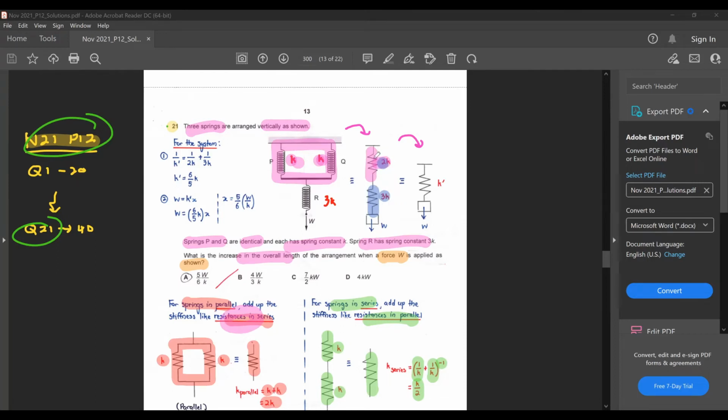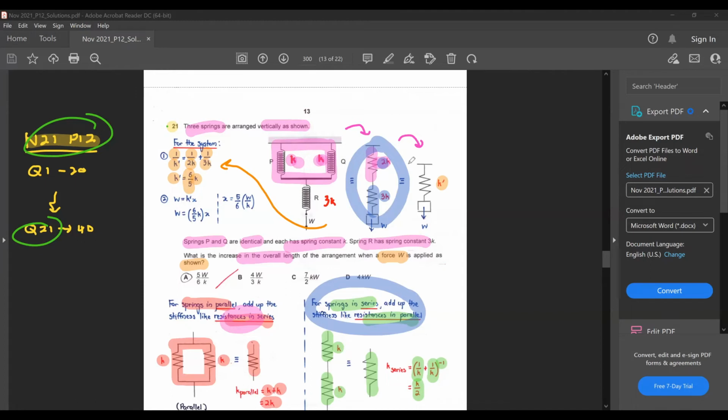Now this one is connected in series. If you have springs connected in series, you add them like you would resistances in parallel. If I simplify them, let's say that the resulting spring stiffness is K prime. What is K prime? The working is on this side here. 1 over K prime is equal to 1 over 2K plus 1 over 3K. Eventually, K prime is 6 over 5 of K.